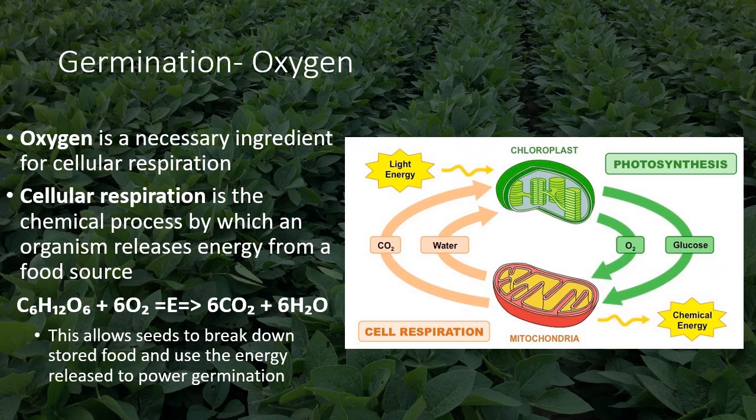Photosynthesis is done within the chloroplast inside the cell. Cellular respiration is done inside the mitochondria. Without oxygen, seeds can't break down the stored energy that they have either in their endosperm or sometimes stored inside the embryo to power the germination process.